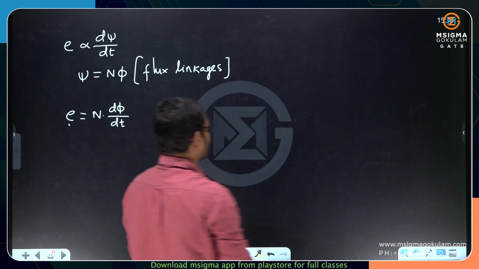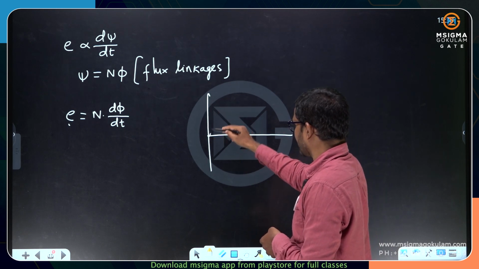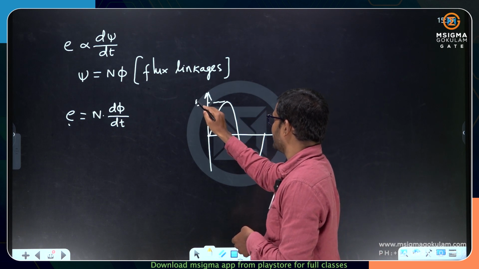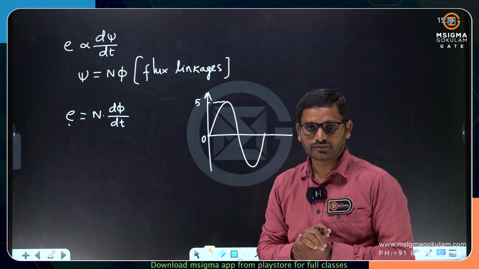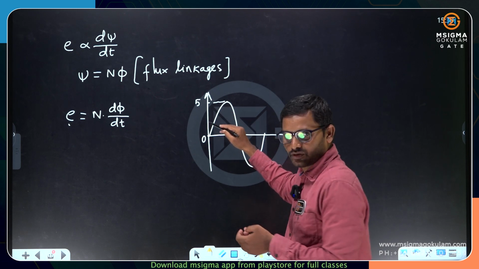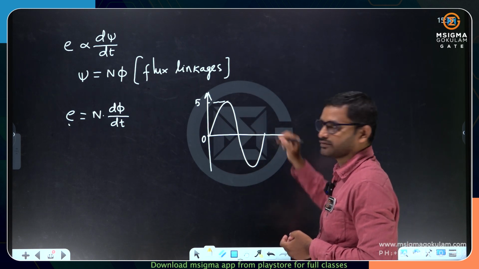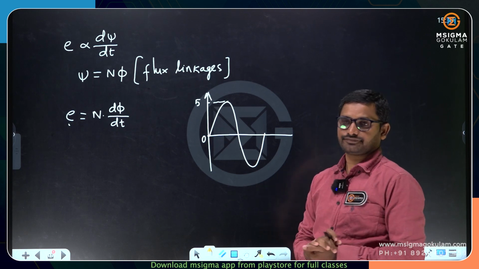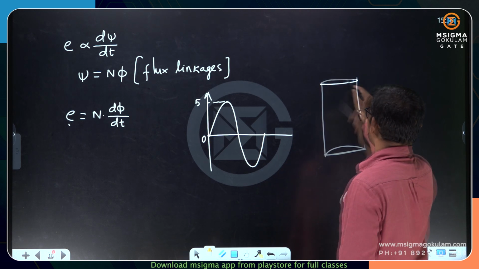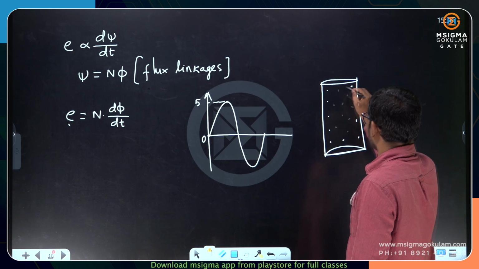What does it mean? Please try to understand. Suppose I have an alternating magnetic field, phi of t, whose maximum value is 5 and minimum value is 0. It changes from 0 to 5: 0, 1, 2, 3, 4, and 5 is the maximum value, and then it comes down from 5 to 0 again, and so on with time. Now this kind of flux is linking with the conductor. Let me show you the conductor again. Here is a conductor, and on this conductor so many electrons are there.